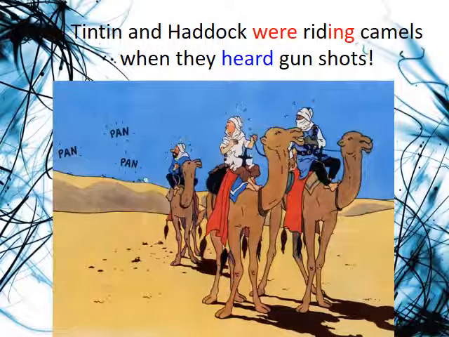Context, of course, the same cartoon. Tintin and Haddock were riding camels when they heard gunshots. So here, the first action was continuing or was in progress when another action came and interrupted the first one. The first action, Tintin and Haddock were riding camels, was in progress, whereas the second action that starts and ends in the past is in the simple past. We can see here is an irregular verb. It became heard.